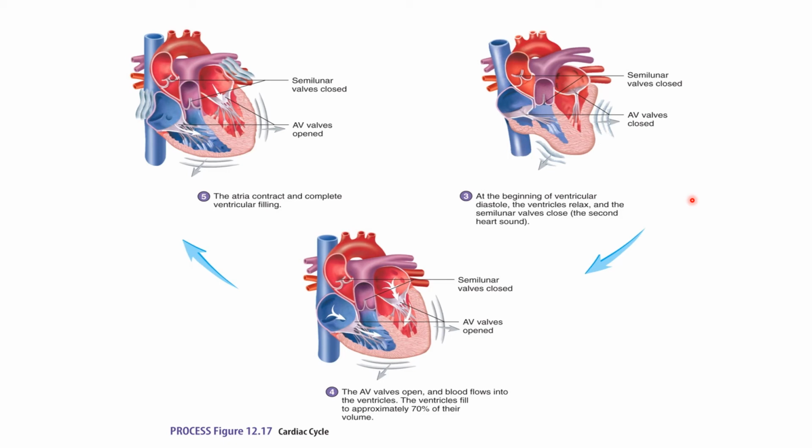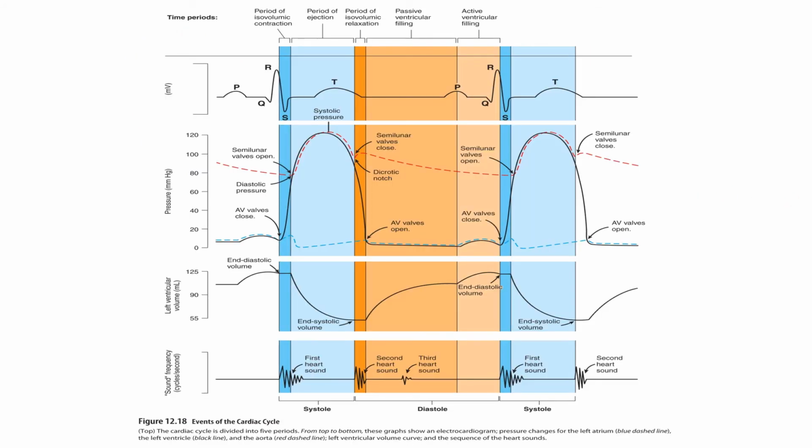The ventricles fill with approximately 70% of their volume, and then the atria contract and complete the ventricular filling. So, yeah. So, this is actually the events of the cardiac cycle. So, as you see here, we have representations of the different complexes, the PQRST. Okay, you also have here how you check on the systolic pressure. You also have here the left ventricular volume and of course the sound frequencies of the first heart sound to the second heart sound to the third heart sound.